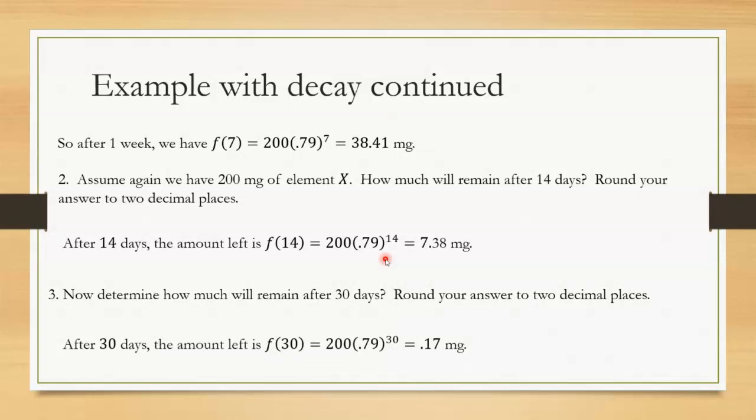What might happen is if you keep on replacing X by bigger and bigger numbers, the output might get so small that the calculator will just give you 0. But in reality, it's not. It's a very small positive number.